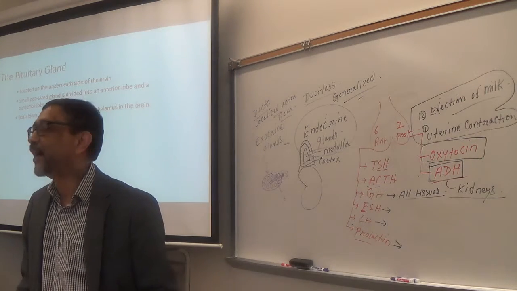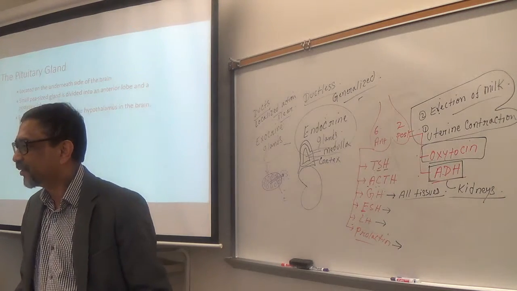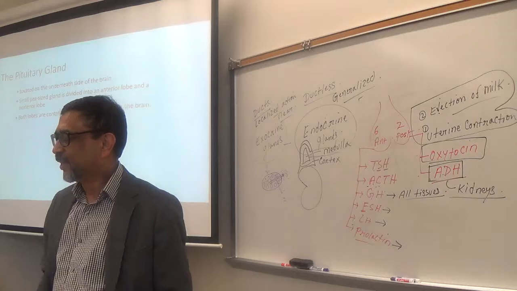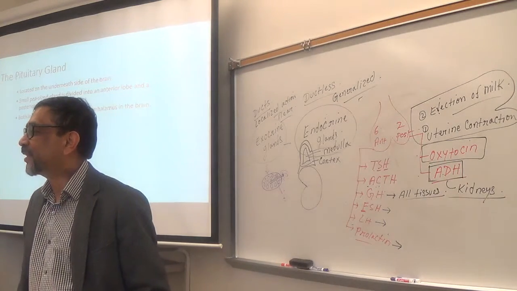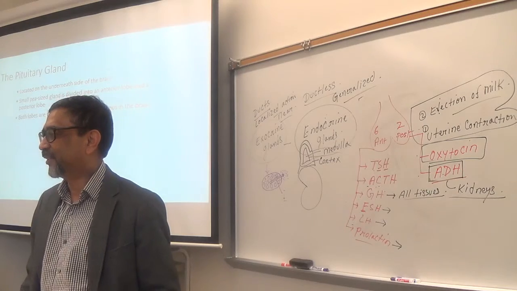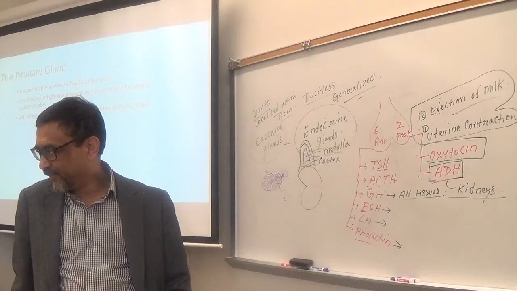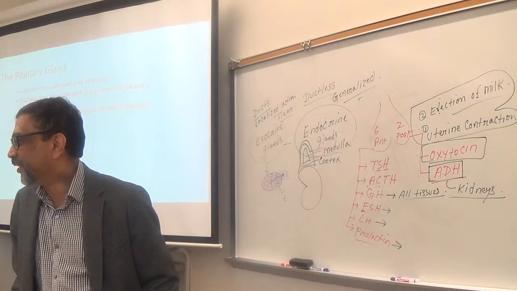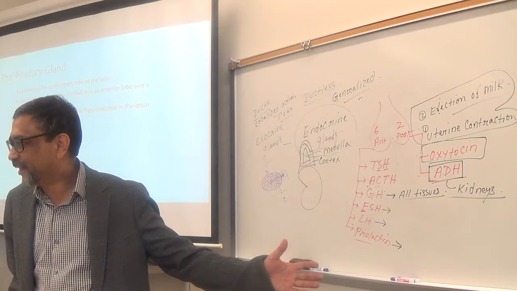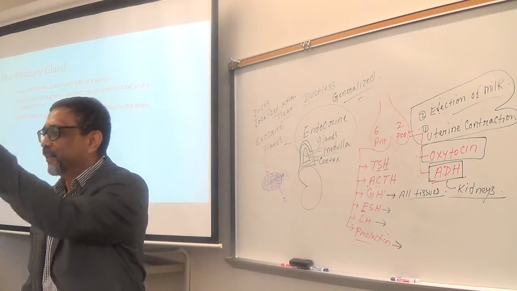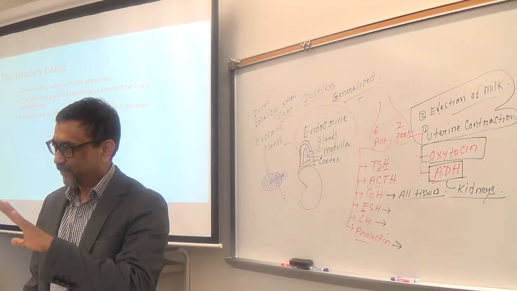Now if I say antidiuretic, that means what? Less urine. Anti, right? Opposite. So antidiuretic hormone produces less urine. Is it clear? So it decreases the production of urine. Who produces urine? Kidneys. So that's why I said it works on the kidneys, and decreases the production of urine. Make sense?